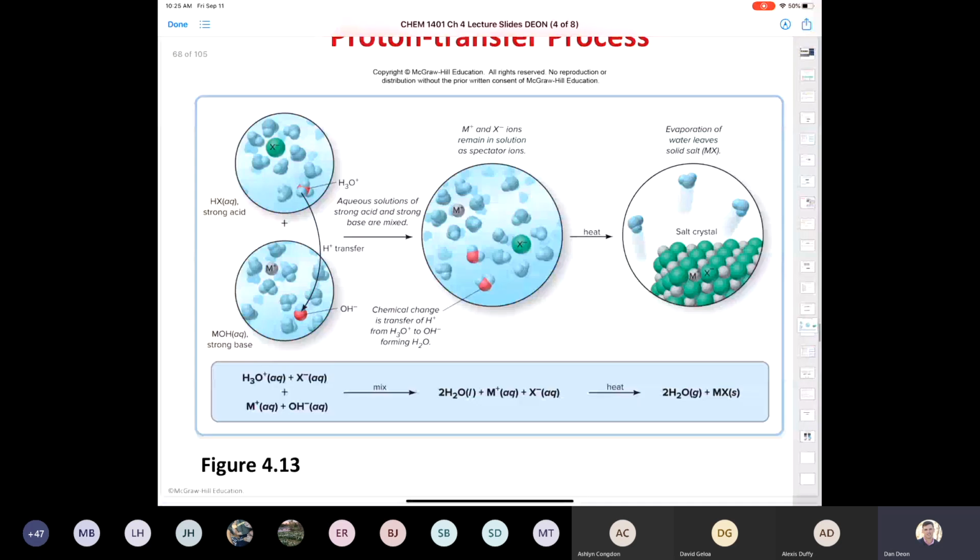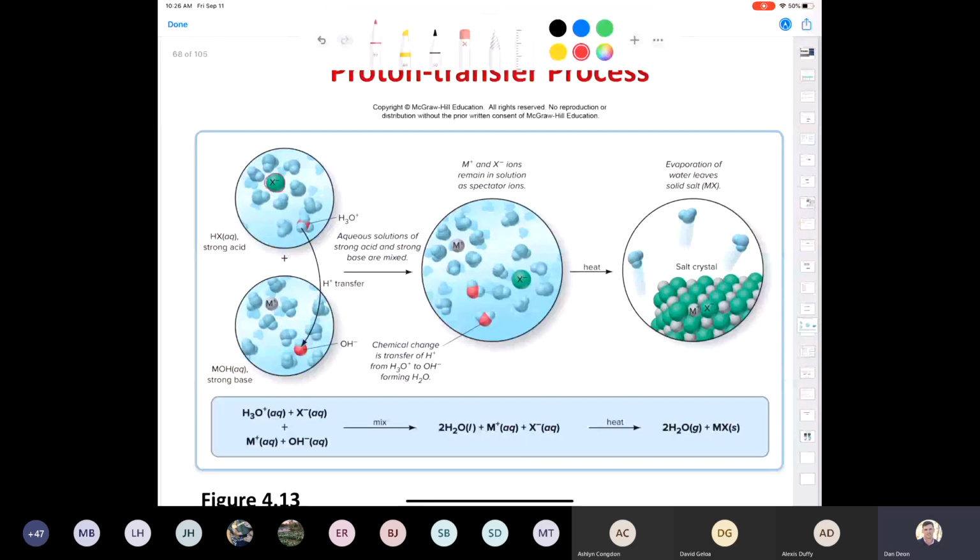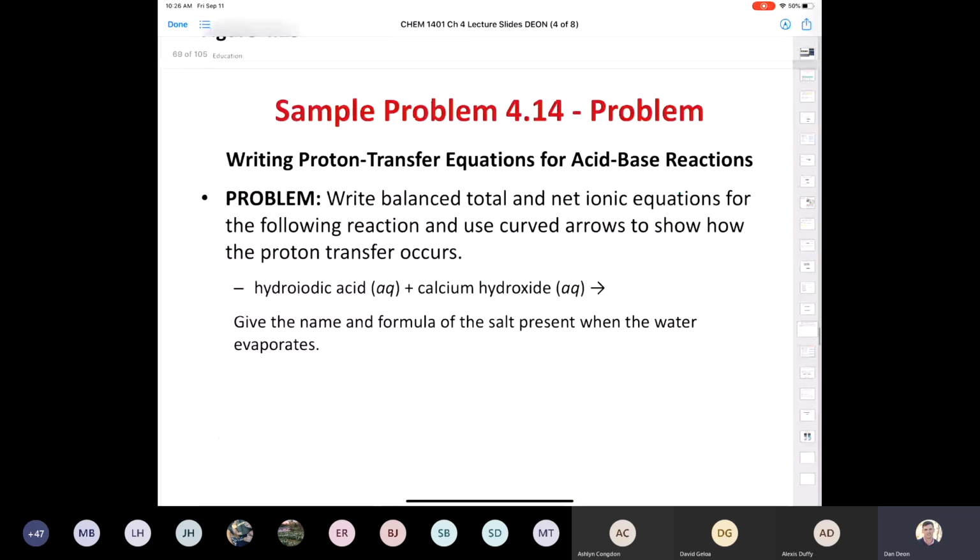This slide just shows you the proton transfer process. So you have your strong acid, you have your hydronium ions, and your halide maybe, and then the proton gets transferred over to the hydroxide to make water. Anyhow, there's nothing really there that I can tell you that's new.